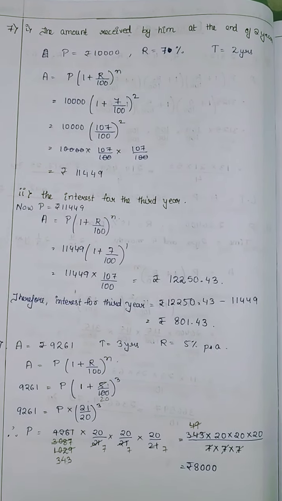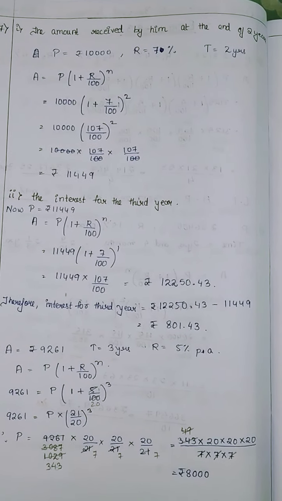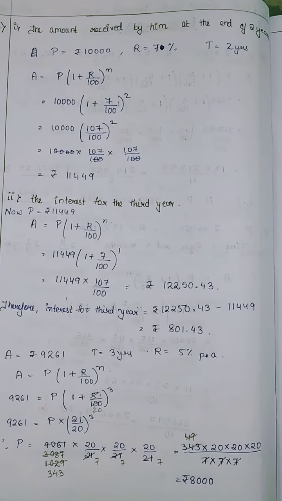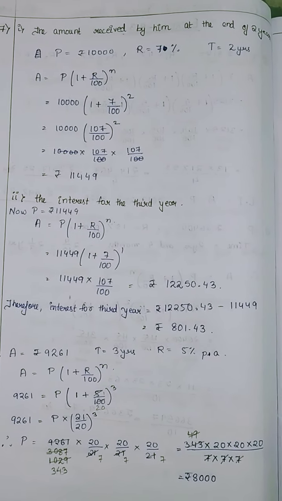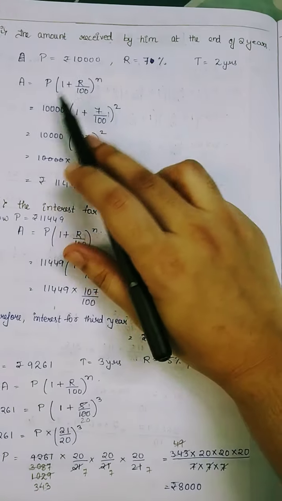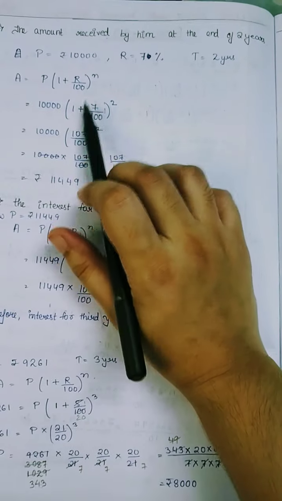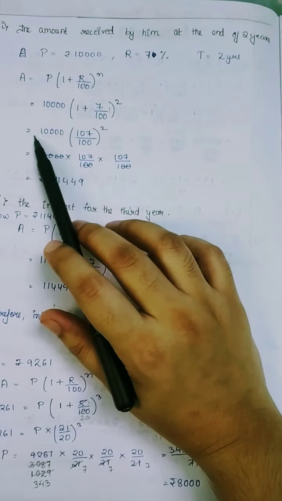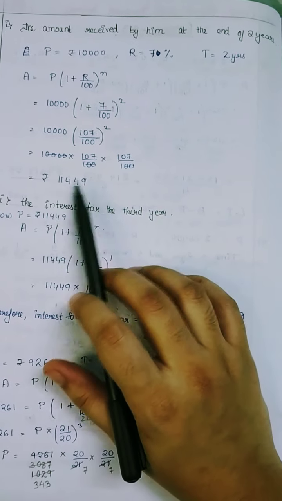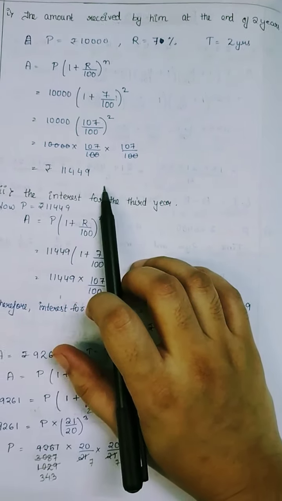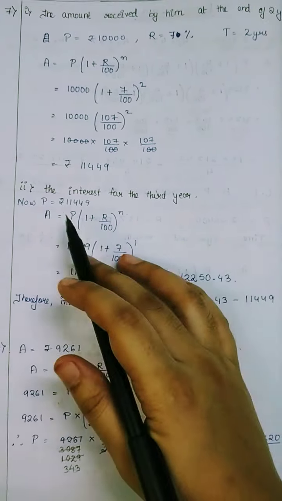Here, question number 7. We have to find the amount received by the person at the end of 2 years. The principal is given as 10,000 rupees, rate is 7%, and time is 2 years. Now we normally have to solve it, nothing confusing here. Principal will be 10,000, 1 plus rate 7 by 100 to the power n, meaning 2 years. So 10,000 into 107/100 two times. Multiply it, solve it out. We get 11,449 rupees.